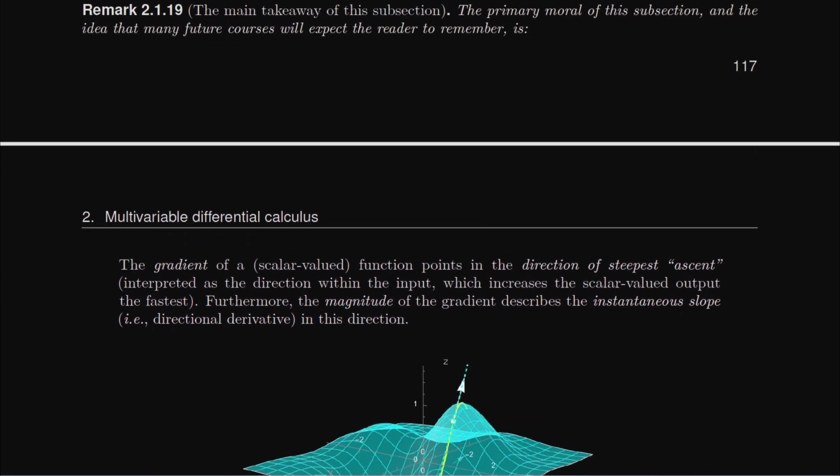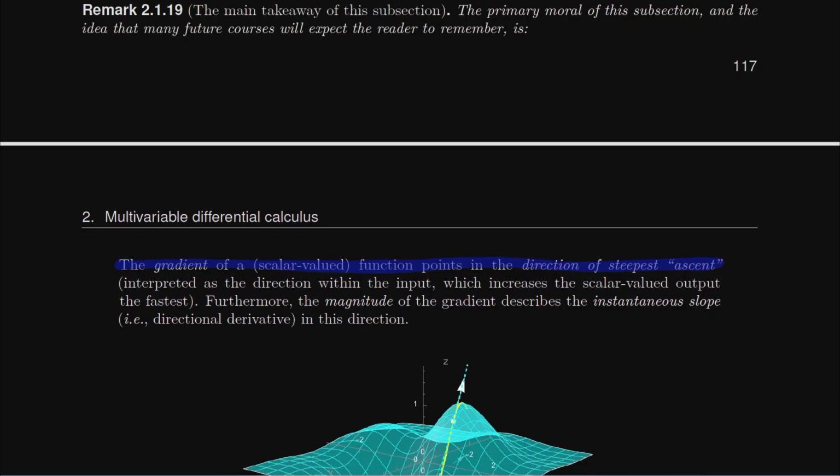Well, one more main takeaway. The primary moral of this subsection, and the idea that many future courses will expect you to remember, is, and I'm going to say it again, the gradient of a scalar value function points in the direction of steepest ascent. So please do not forget this. Everybody is going to expect you to remember. There's like 3 things you're expected to remember out of multivariable calculus.